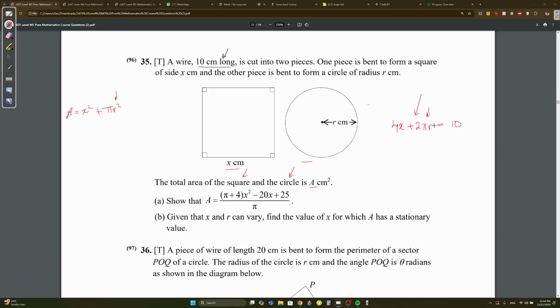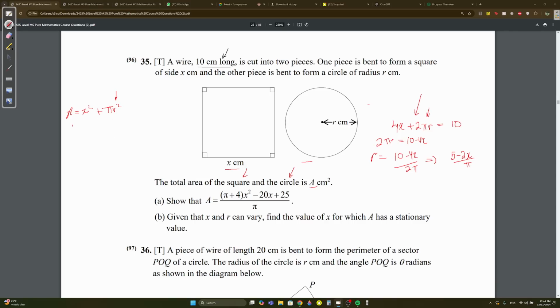This here, it will allow you to find an expression for whatever you're looking for. Since I want r, how do I find an expression for r? I'm going to take 4x to the other side. It's going to be like this. Now divide by 2 pi. You're going to get that r is equal to this. But to make my life easier, I'm going to cancel 2 up and down. I'm going to get 5 minus 2x over pi. Remember, when you're subtracting in a fraction, you have to divide the whole thing by 2. Okay, so you're going to get r is equal to this.